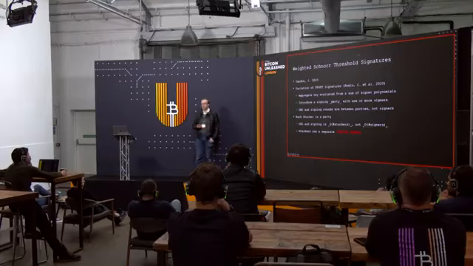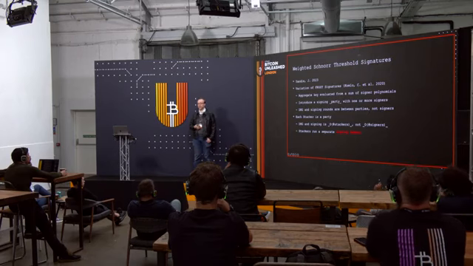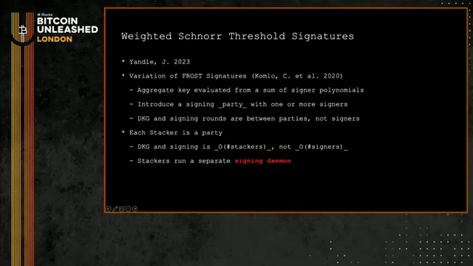So drilling into each of these, weighted Schnorr threshold signatures comes principally from Joey Yandel, a cryptographer at Trust Machines, who sadly is not here. It's a variation of Frost signatures from Chelsea Komlo and others from 2020. The key idea is that instead of everyone having to have their own public-private key pairs, there's a single aggregate public key that's represented as a sum of polynomials whose coefficients are curve points. There is a corresponding private polynomial for each signer, whose coefficients are scalars.